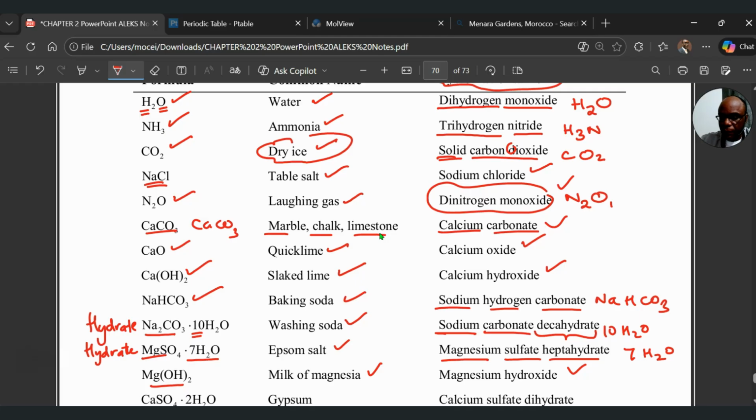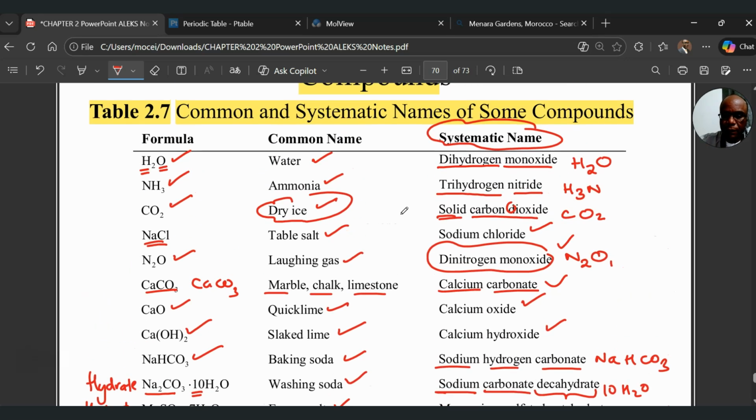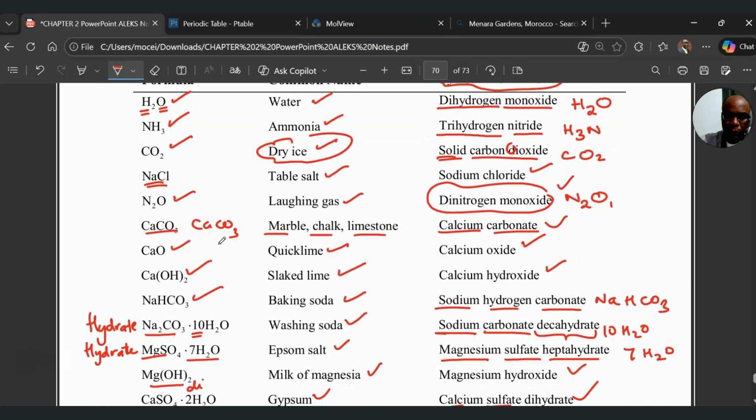Okay, it's magnesium hydroxide. Then you have calcium sulfate dihydrate. Dihydrate, that's your gypsum. Calcium sulfate dihydrate. Okay, those are the common names of these common molecules you see in day-to-day life, and you have the systematic names and their molecular formulas.